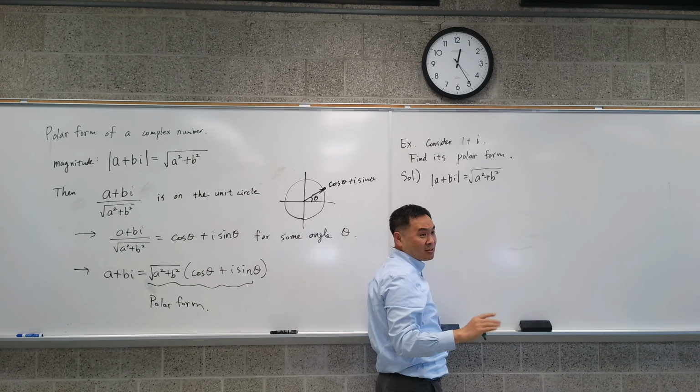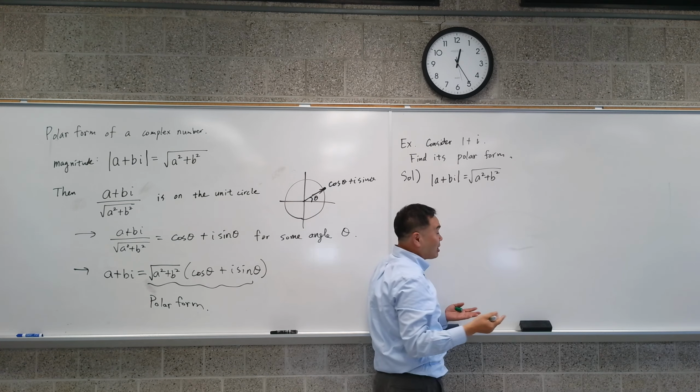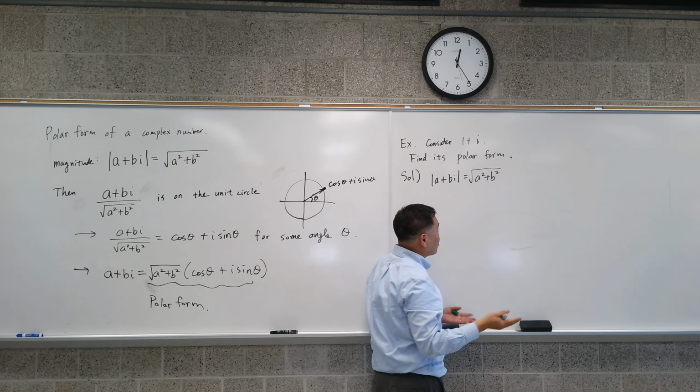But that's not the size. The size of a vector is always a squared plus b squared, not a squared minus b squared. So using this, if I have the absolute value of 1 plus 1i, that's going to be the square root of 1 squared plus 1 squared. Okay?